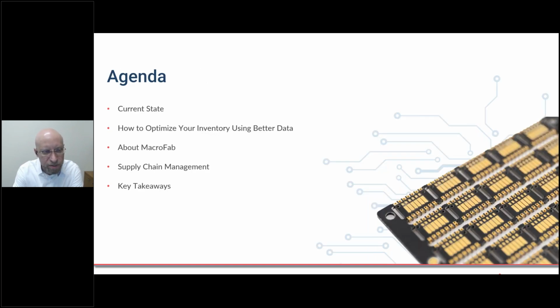Our agenda today, we're going to talk a little bit about the current state of the supply chain out there. I think we've all heard quite a bit, and we're just going to have a brief update on where things are and what we can see happening over the next several months. Then we'll talk about some ways we can use data to really improve and optimize our inventory management. Then we'll talk about Macrifab in a little more detail. We'll talk about how we can improve supply chain management, and then we'll wrap it up with a few takeaways. After that, we will have time for question and answer, and hopefully we can get into a little more detail anywhere you might want some information.